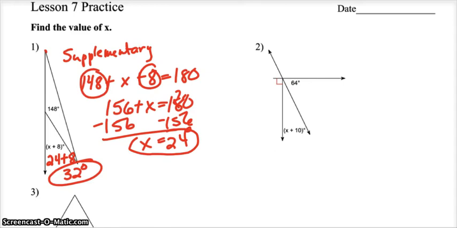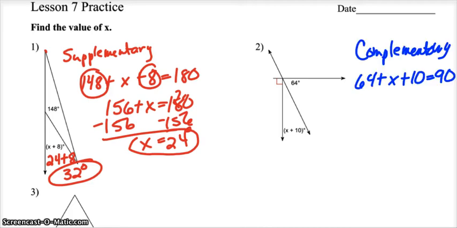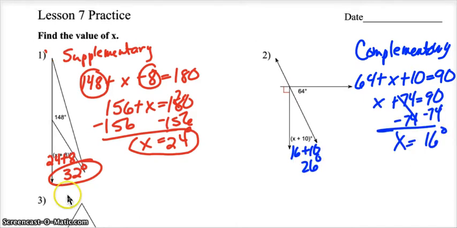Try the next one along those same lines. The relationship between the angles in number 2 is a complementary angle relationship. The angle labeled x plus 10 and 64 make a right angle. So they have to add up to 90 degrees. So 64 plus x plus 10 ought to equal 90. Now you need to solve for x.